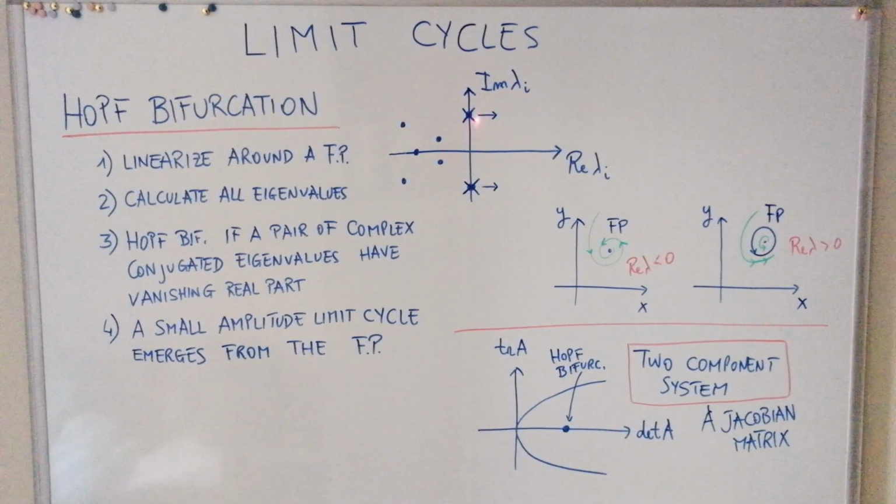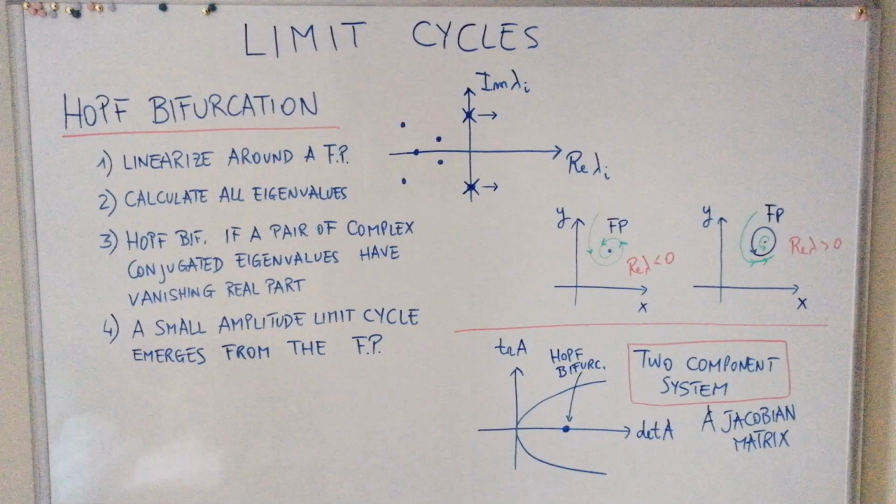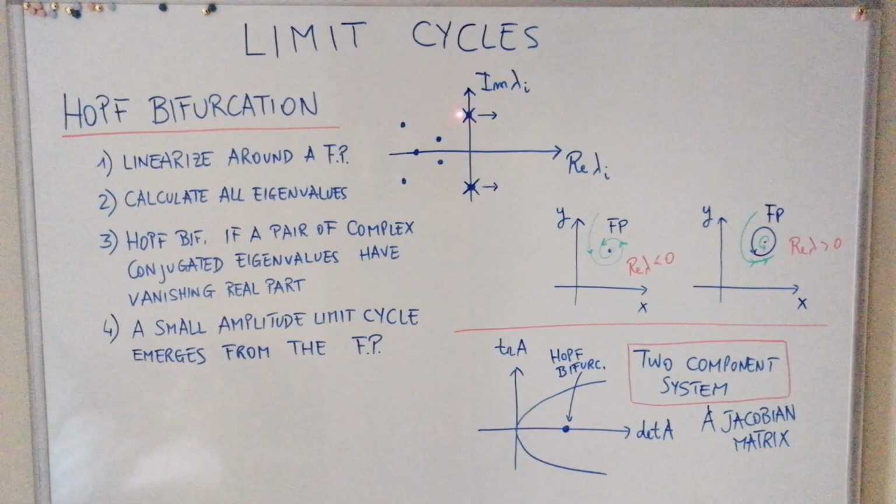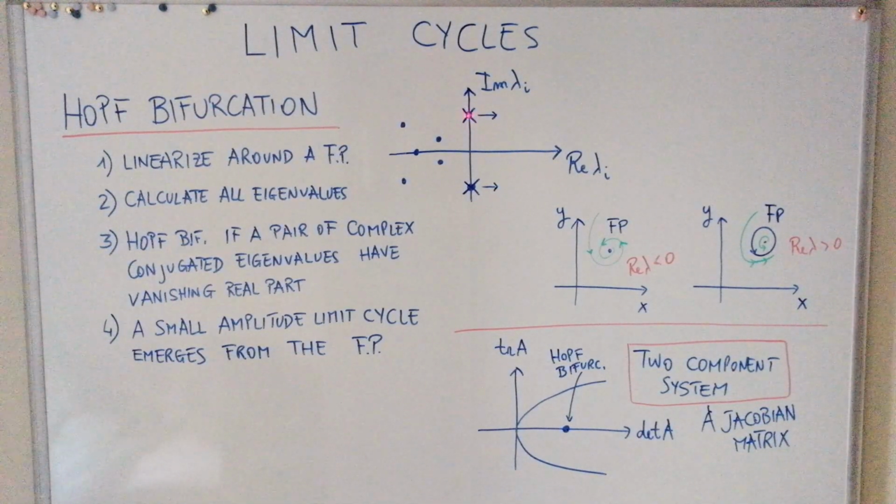So the Hopf bifurcation occurs if a pair of complex conjugated eigenvalues have vanishing real part. By changing the parameters of your system, as we know, these eigenvalues shift. The Hopf bifurcation is the point where a pair of complex conjugated eigenvalues gets vanishing real part, so their real part is 0. By changing other parameters in the system, you can shift them from a negative real part to a positive real part by crossing this Hopf bifurcation point.